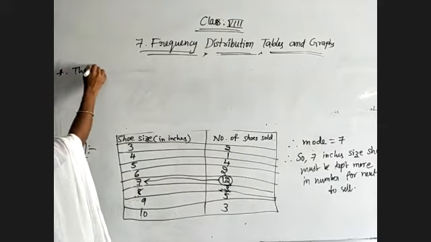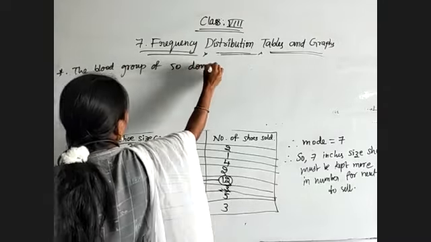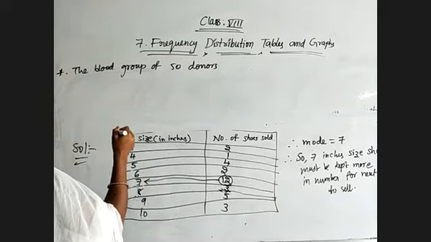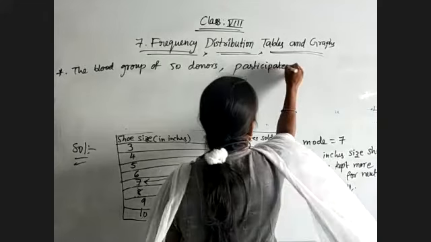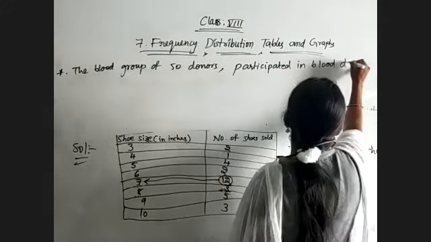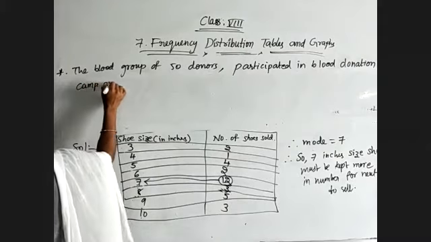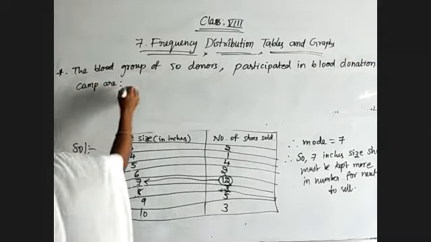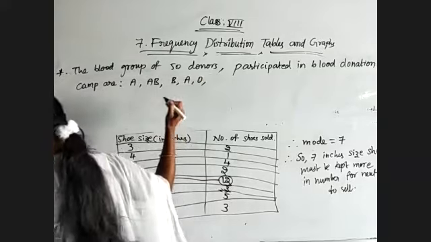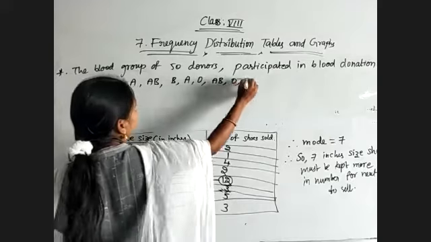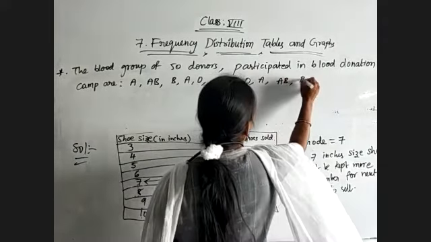The blood group of 50 donors who participated in a blood donation camp. So 50 donors means 50 blood groups they will give. One, two, three, four, five, six, seven, eight, nine, ten, eleven, twelve, thirteen.